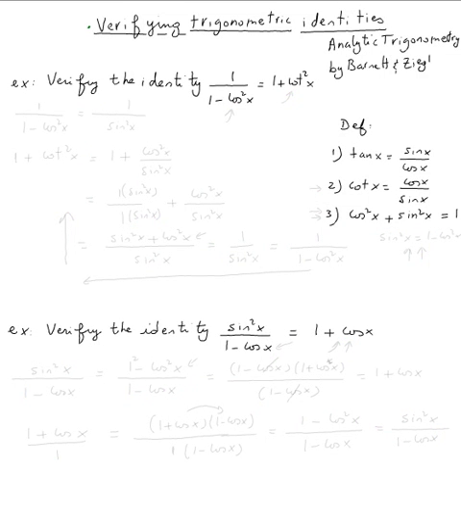Verifying trigonometric identities is the topic. So let's do the first example. Verify the identity 1 over 1 minus cosine square x is equal to 1 plus cotangent square x.